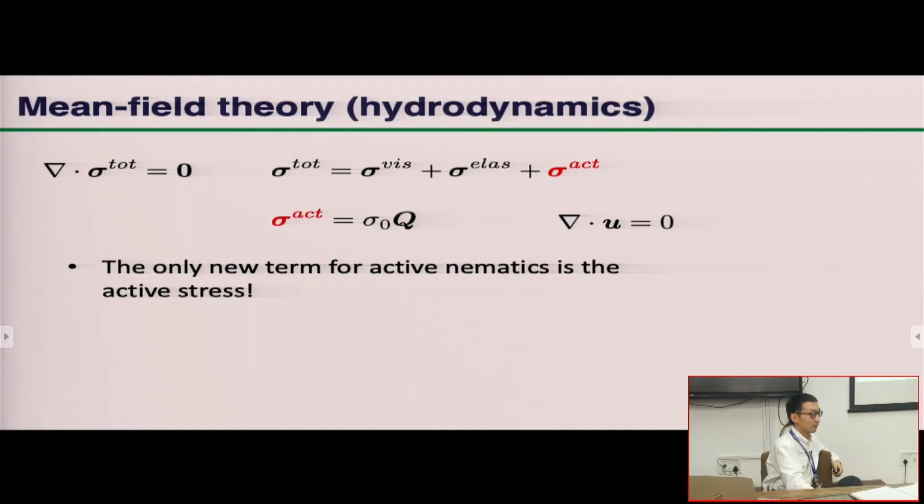You can have other forms depending on the context, but for now we're looking at force dipoles, right? That's how this came about. It's almost the same as what we have done for the cell. It's not almost the same. It's exactly the same stress.